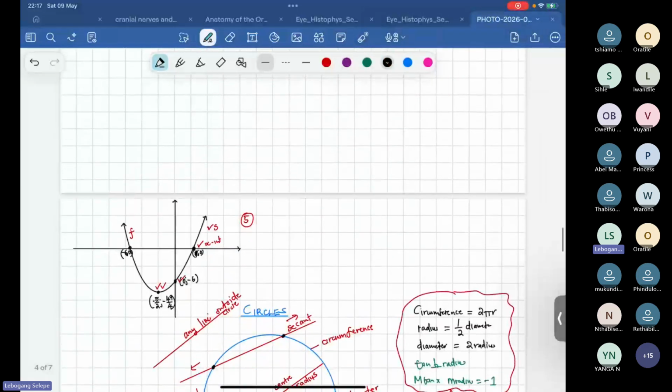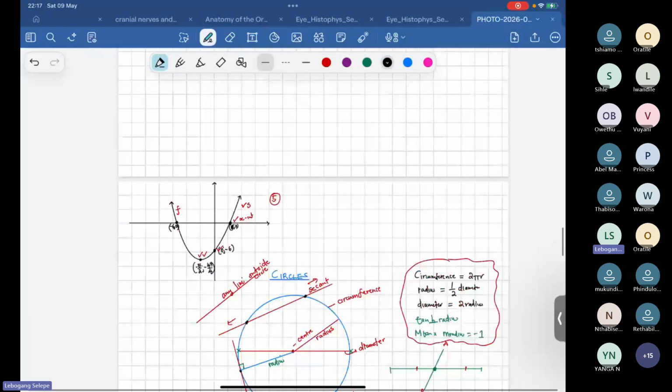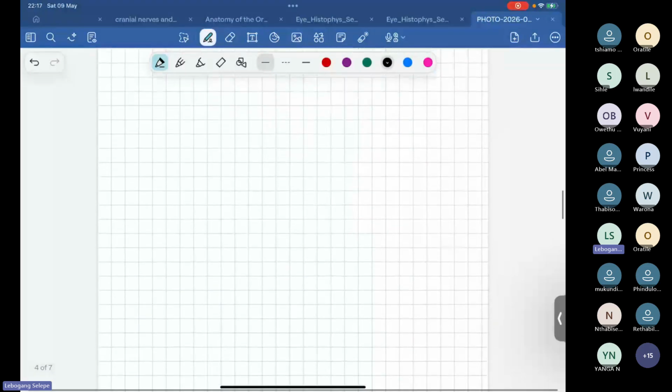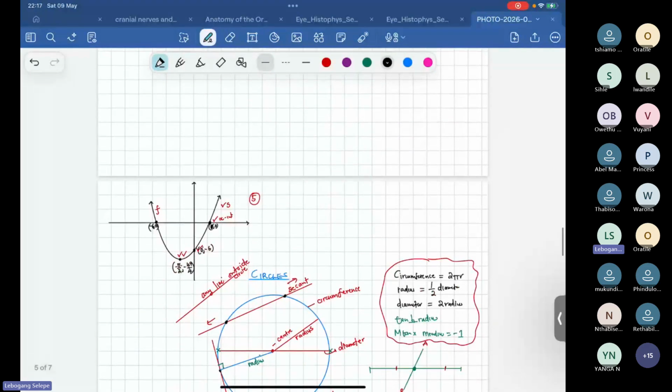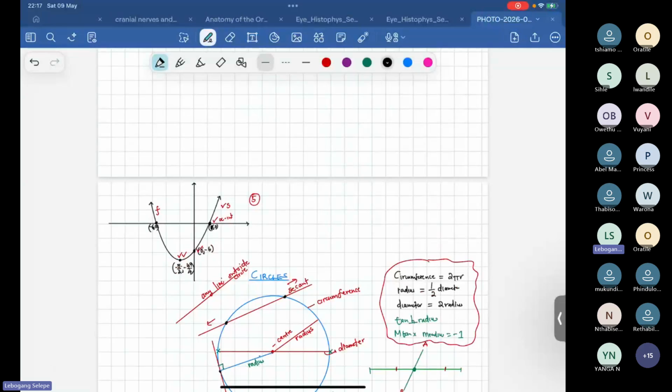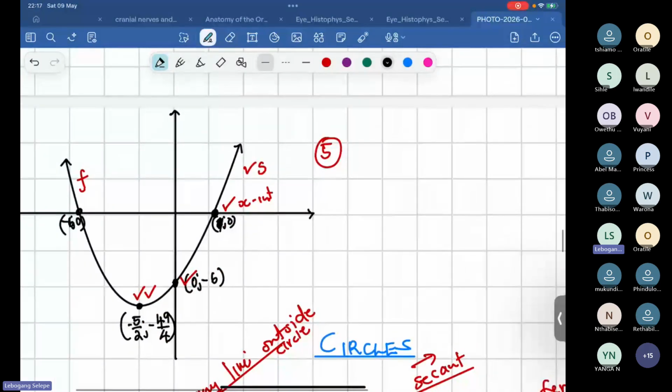Is there anyone who doesn't understand how we get to draw this? Okay, we're all fine. Now, let's write. I just want to say something. So now, if I have this graph right here, I can write y is equal to a into x plus b squared plus q.